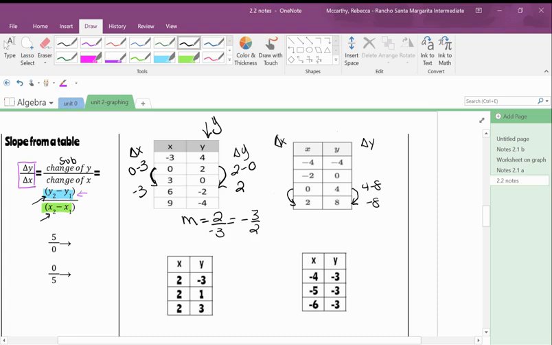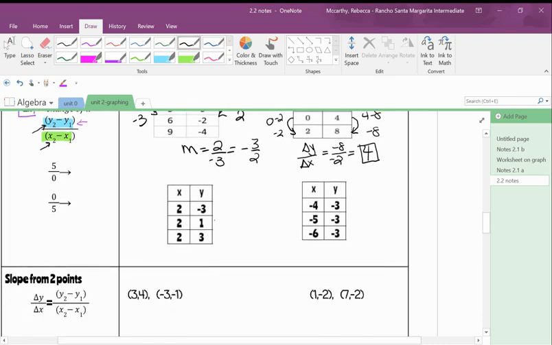My change of x is 0 minus 2, which is negative 2. So my change of y over the change of x is negative 8 over negative 2, which simplifies. A negative divided by a negative is a positive, and 8 divided by 2 is 4. So my slope is positive, and it is 4.